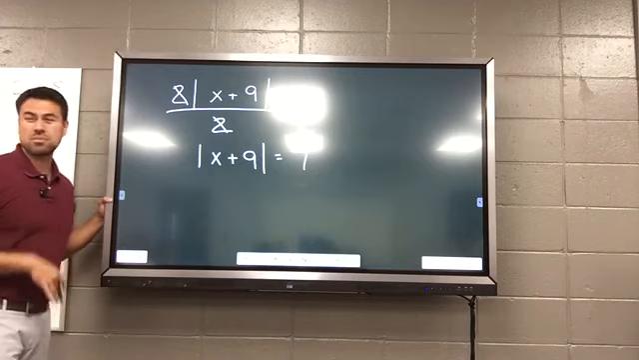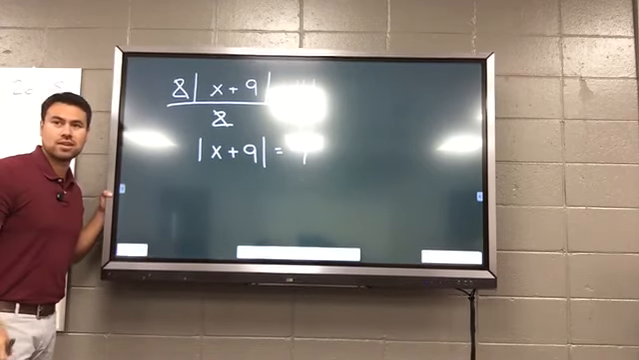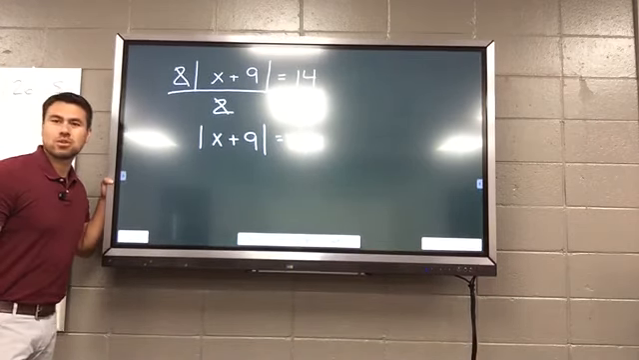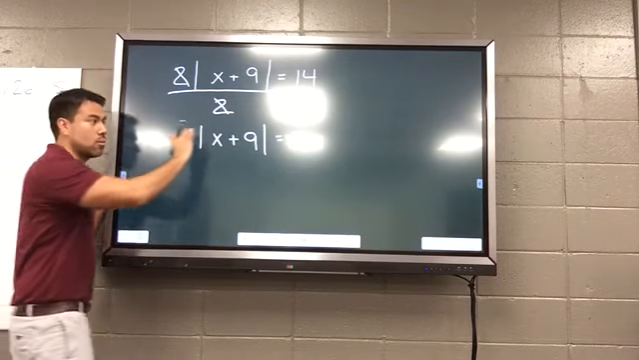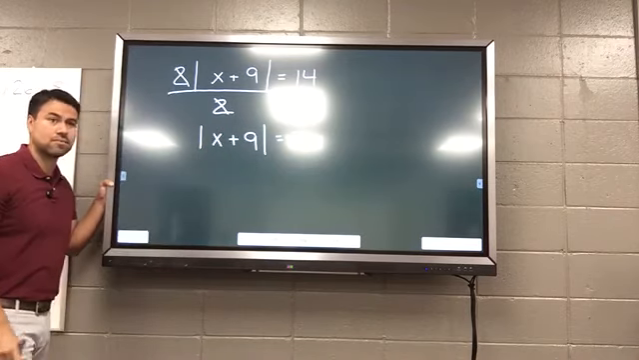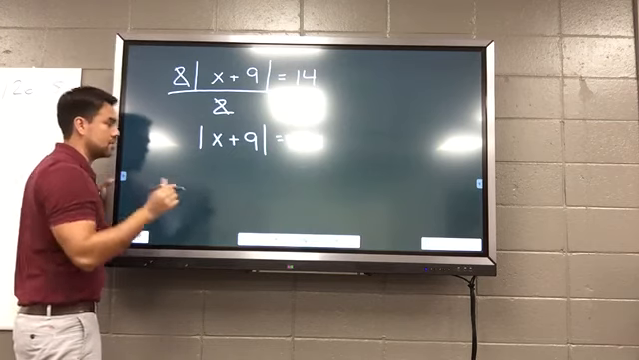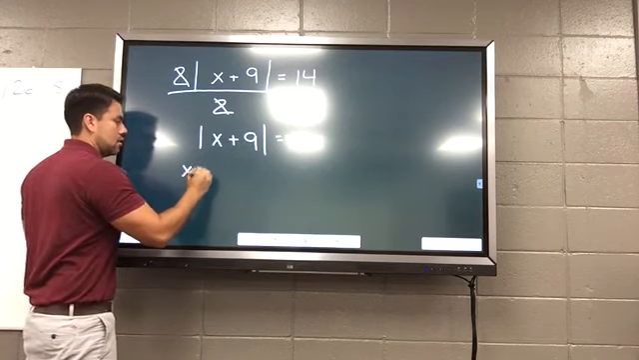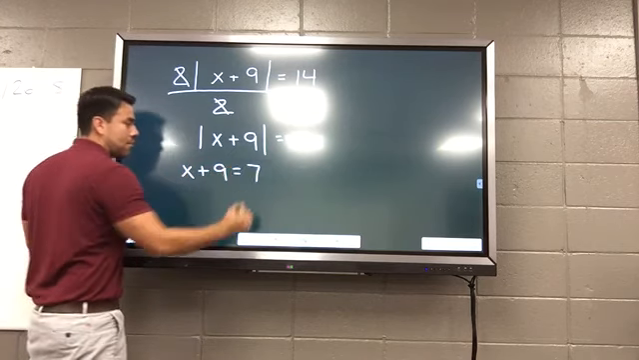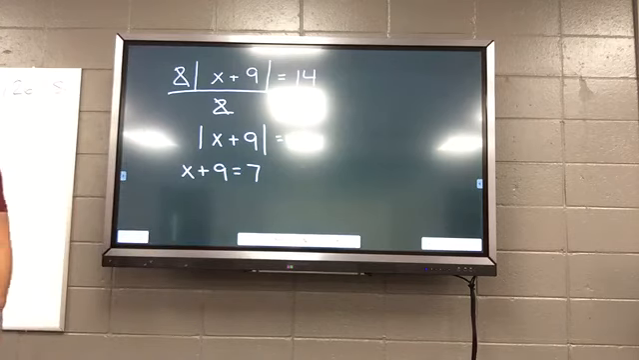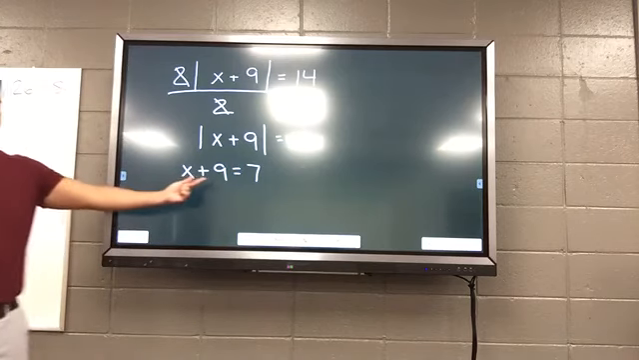Who can give me the first one? I think I can give you the first one. What's the first equation you can work with? This is not a workable equation. You can't just deal with it right there. Yes, Davis? X plus 9 equals 7. All I had to do is drop the absolute values. Just drop them. That's one equation right there.